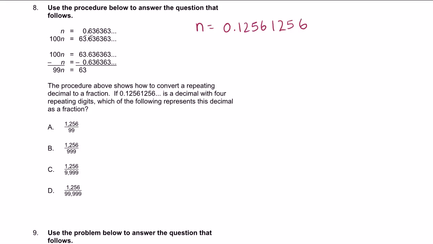Here we had 2 digits repeating. They multiplied it by 100, and 100 has 2 zeros. Here we have 4 digits repeating, so we're going to multiply it by something with 4 zeros. So we'll have 1, 1, 2, 3, 4. There's our 4 zeros, so that's 10,000. N is going to be equal to what? Well, what's 0.1 of 10,000? It's 1,000. What's 0.02 of 10,000? I think you get the idea. It is 200. So you get 1,256.